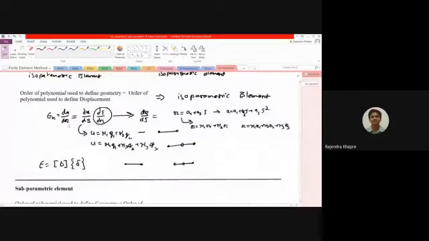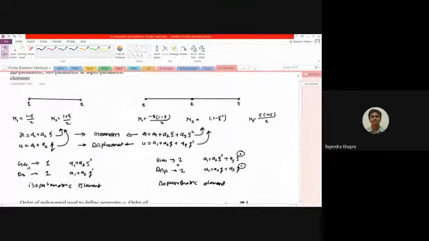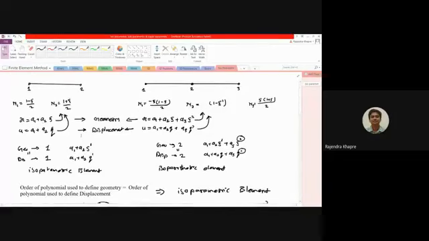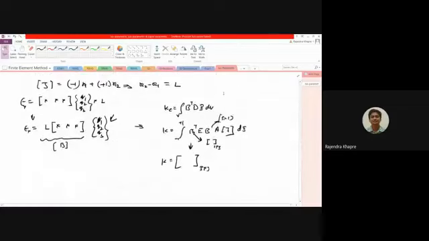As far as isoparametric elements are concerned, where the order of the polynomial used to define the geometry is the same as the order of the polynomial used to define the displacement, in this particular case the stiffness matrix will be of size 2 by 2 if 2 nodes are used, and if we are using 3 nodes, the stiffness matrix will be of size 3 by 3. Okay. I hope this is clear to everybody.